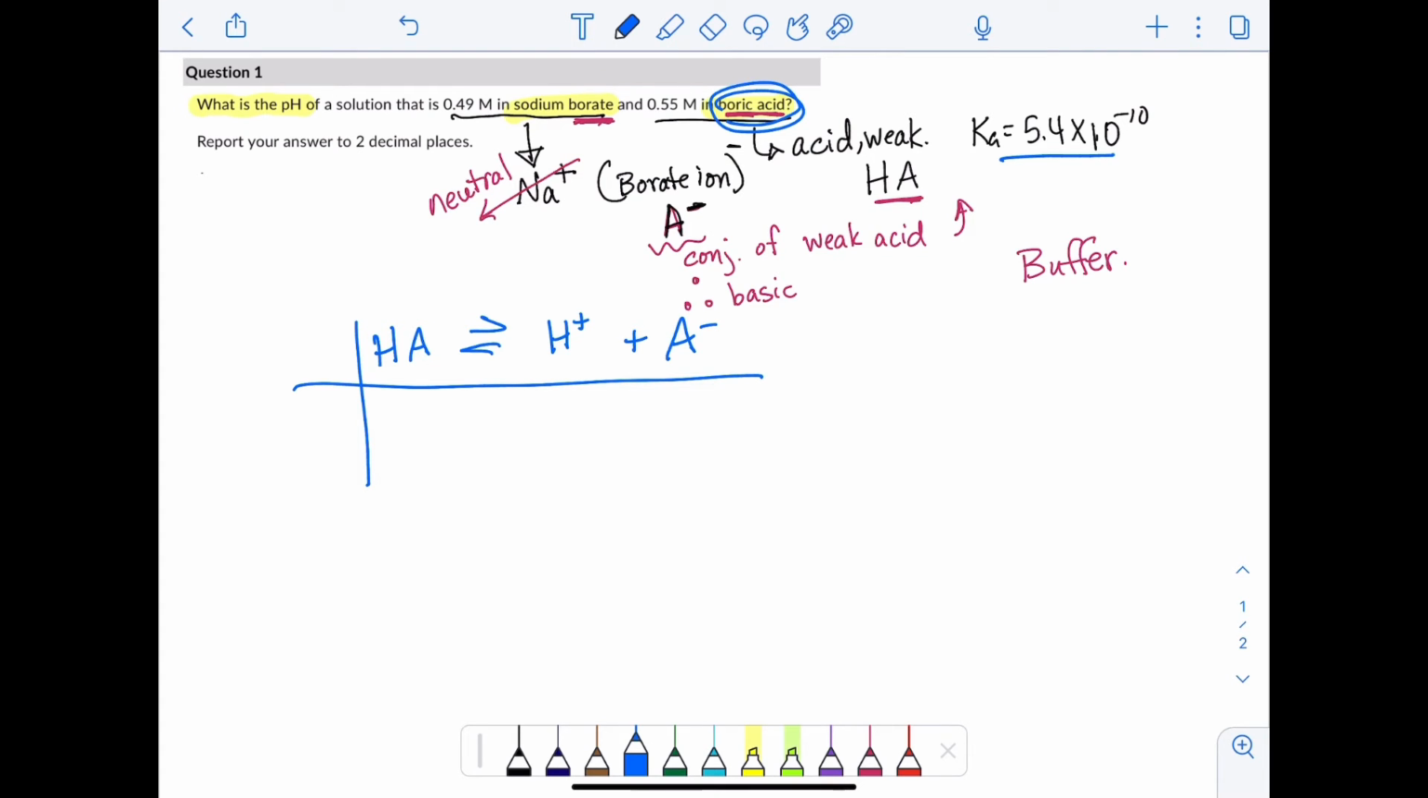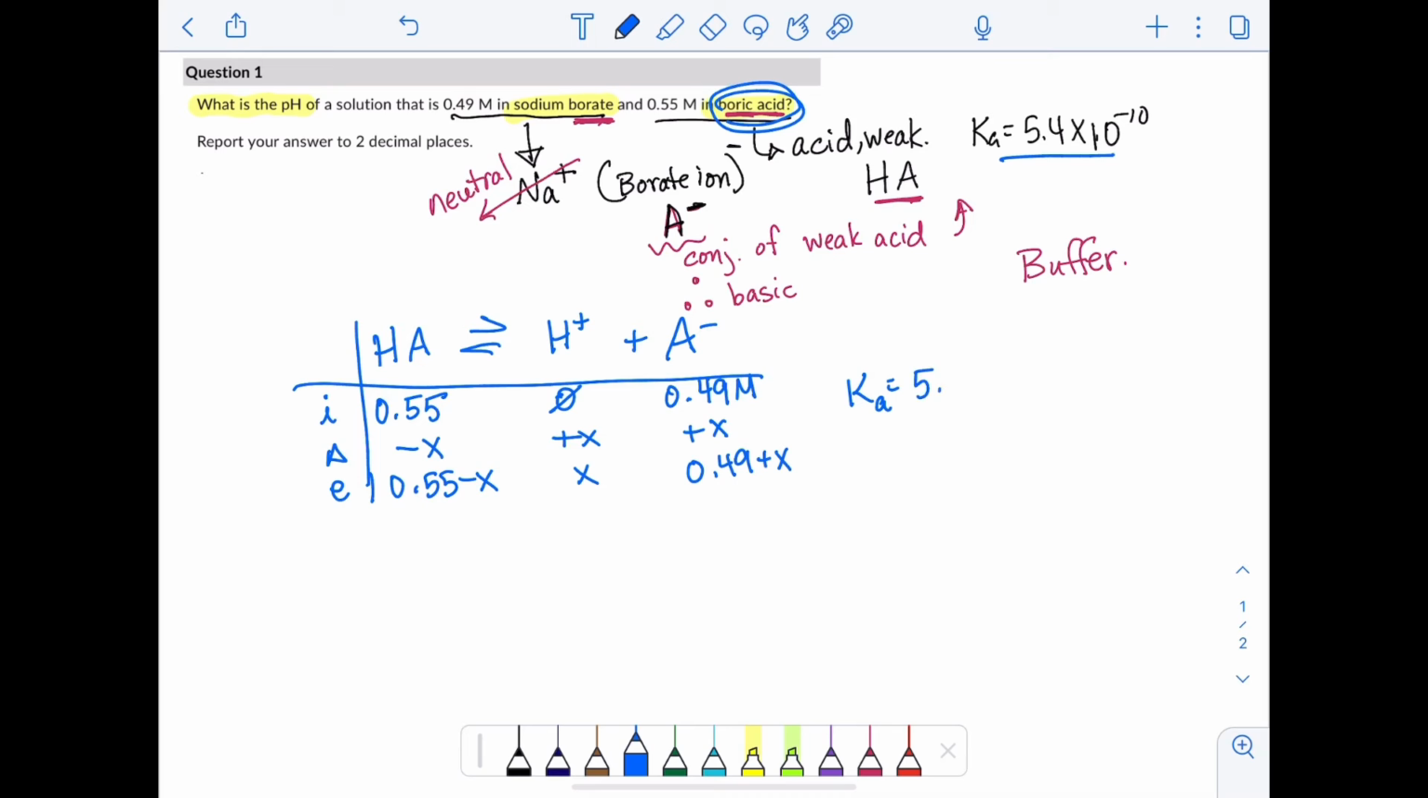And so initially, my weak acid in this problem is 0.55 molarity, and the borate ion's concentration is 0.49 molarity. I have an initial change equilibrium table. I have a Ka value for this weak acid problem. I'm going to put 0 here, minus x, plus x, plus x. So at equilibrium, it's 0.55 minus x, and 0.49 plus x. So now I have my equation, my Ka, which is 5.4 times 10 to the minus 10, is equal to x times 0.49 plus x divided by 0.55 minus x.